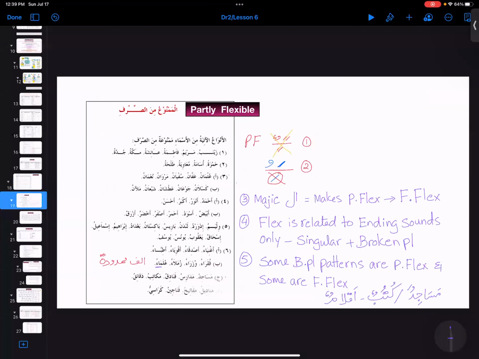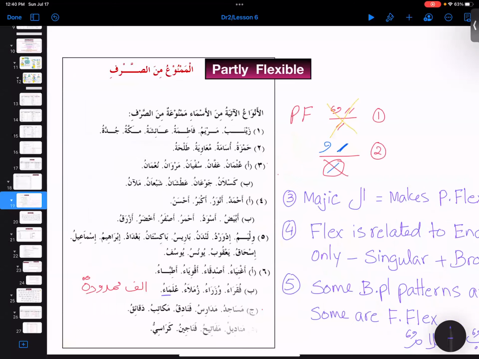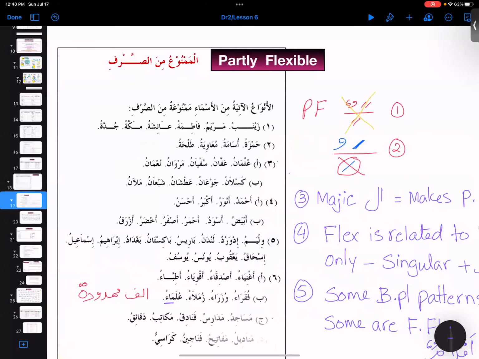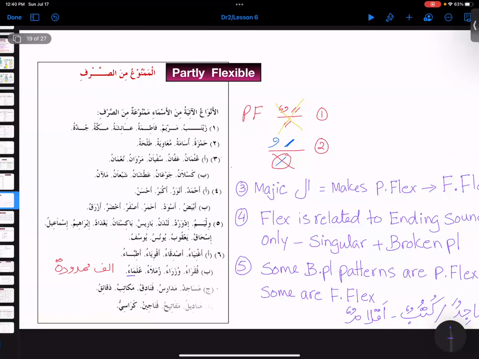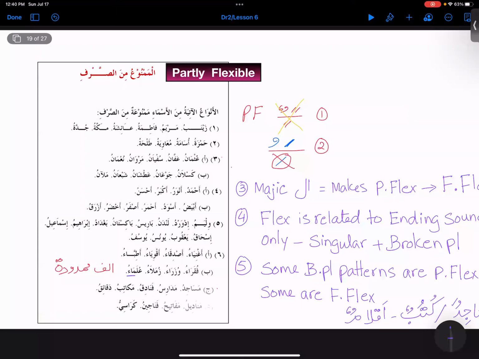And now comes over here. Basically, this is a list. We can just try to memorize it in our own way, because that is going to help us to know the partly flexible list. So basically the first list is the names of the ladies. Secondly, uniquely masculine names like Hamza. Then another uniquely masculine name, Usman. This pattern is also coming in the name Usman.